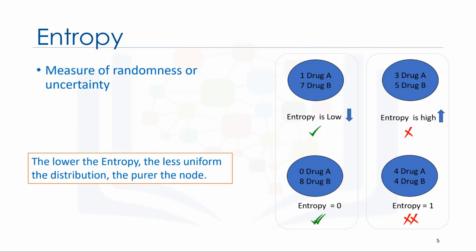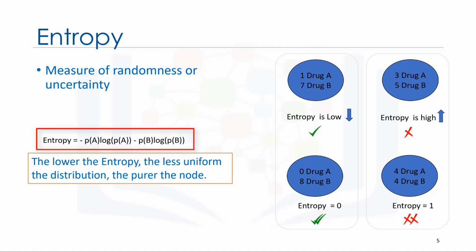entropy of 1. This means if all the data in a node are either drug A or drug B, then the entropy is 0. But if half of the data are drug A and the other half are B, then the entropy is 1. You can easily calculate the entropy of a node using the frequency table of the attribute through the entropy formula, where P is for the proportion or ratio of a category, such as drug A or B.